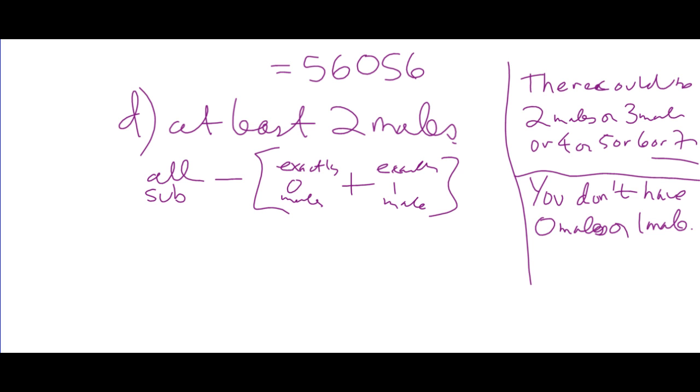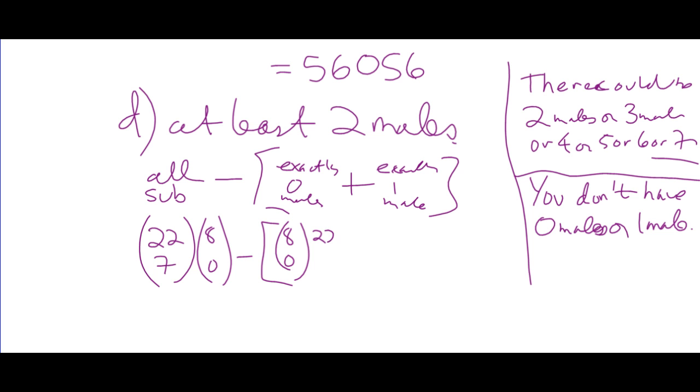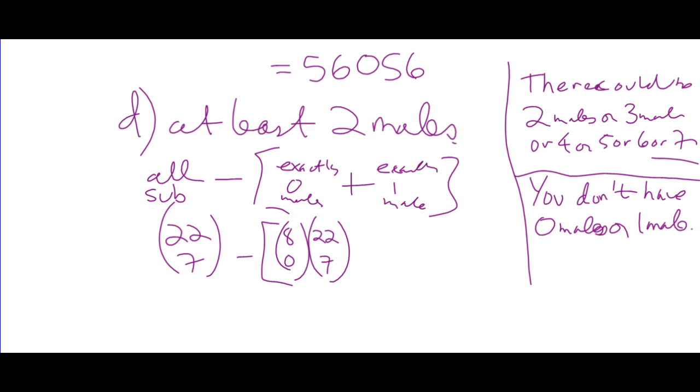So all subcommittees is 22 choose 7, minus, okay, how do you get 0 males? 8 choose 0, that's the 0 males, and then 14 choose 7. I was getting ahead of myself. All subcommittees is 22 choose 7, I don't care who's who. 0 males is 8 choose 0 times 14 choose 7. 1 male.